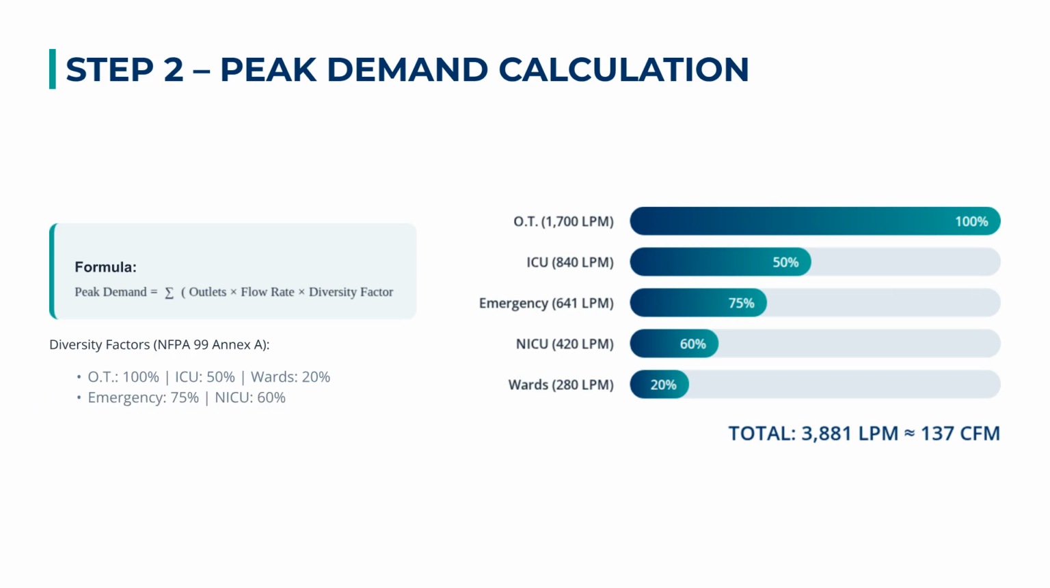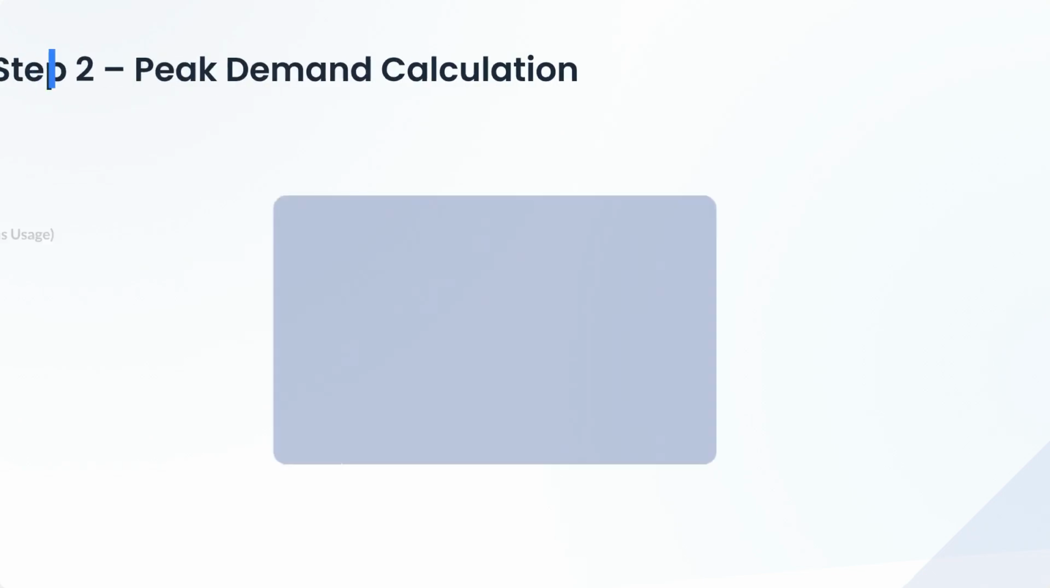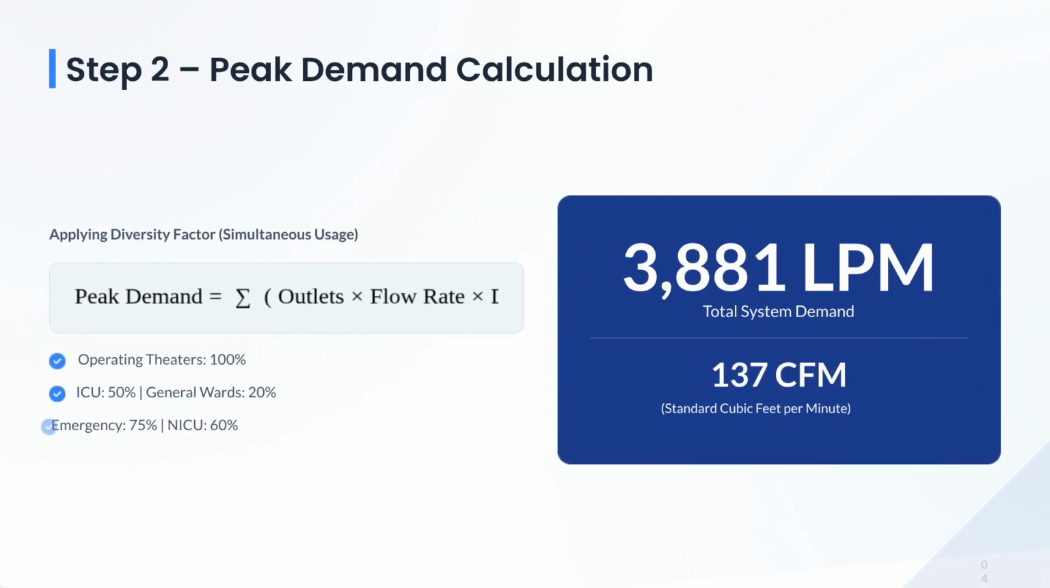We apply diversity factors from NFPA 99 Annex A, recognizing that not all outlets run simultaneously. Operating theaters are 100%, while general wards are 20%. The total system peak demand, calculated by applying the diversity factor to simultaneous usage, is 3,881 LPM, which is approximately 137 standard cubic feet per minute, or CFM.